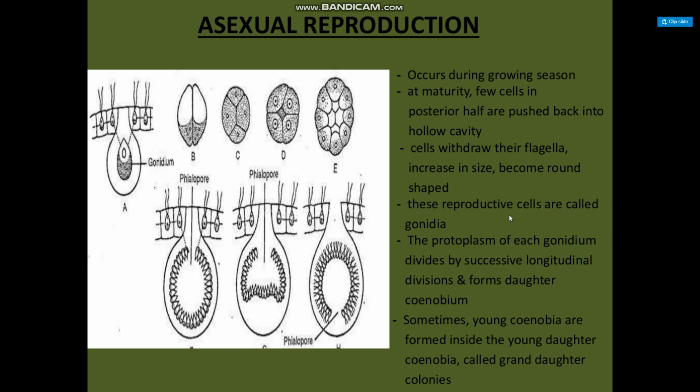Sometimes young coenobia are formed inside the young daughter coenobia, called granddaughter colonies.